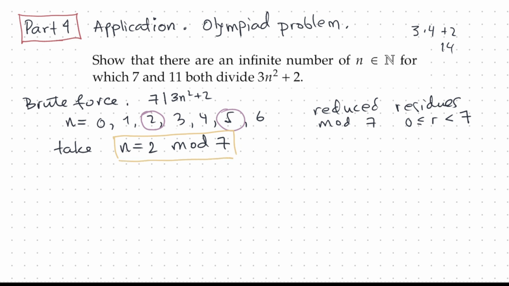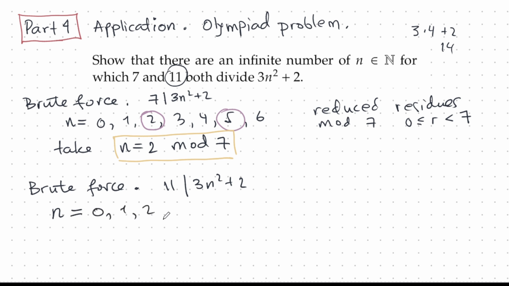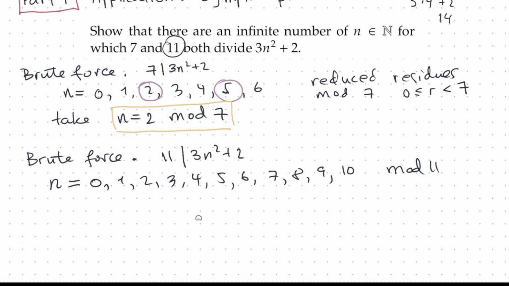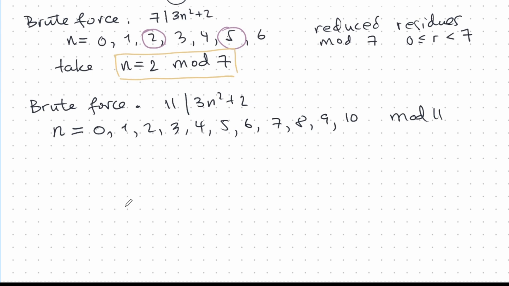We need another one, and we'll do brute force again for the next divisor, 11. When is this true? Well, all the possibilities are here: 0, 1, 2, up to 10. These are the reduced residues mod 11. I look through this list one at a time, and I find the ones that work. It turns out it's 5 and 6.